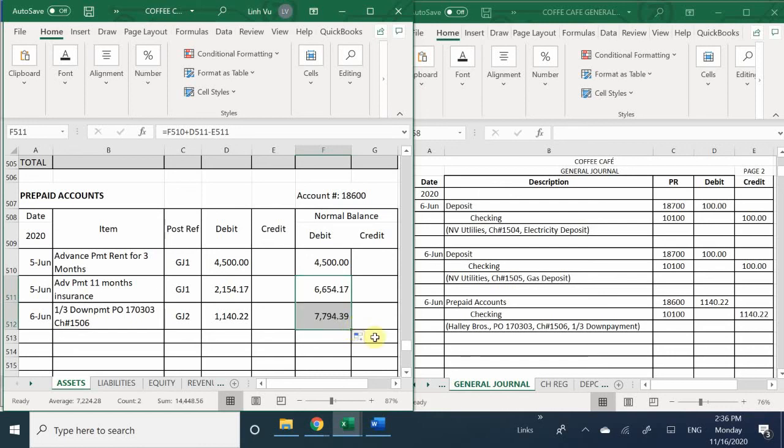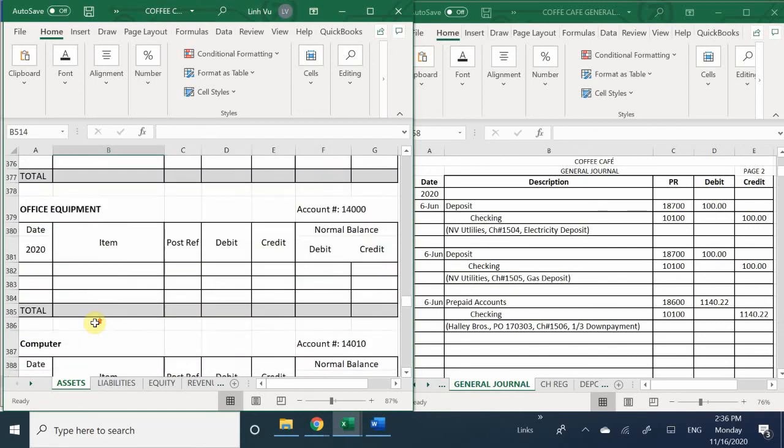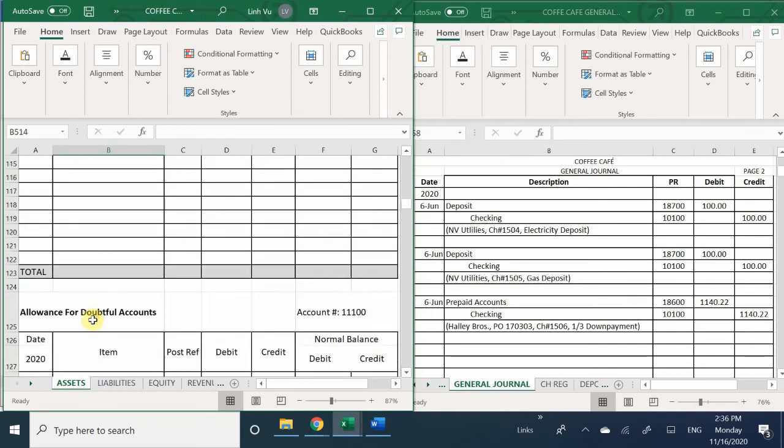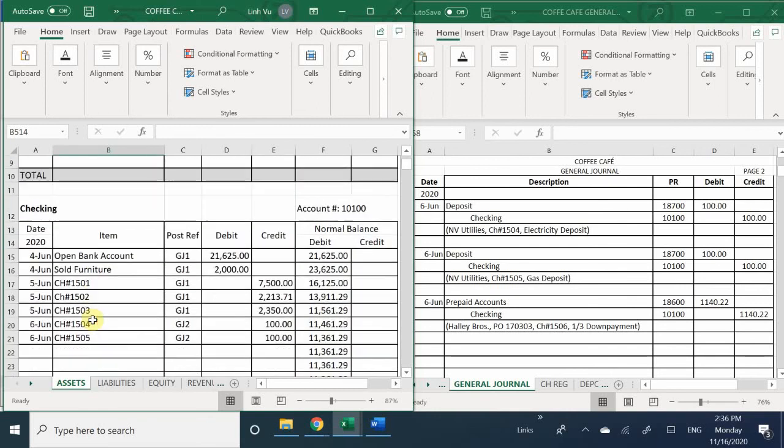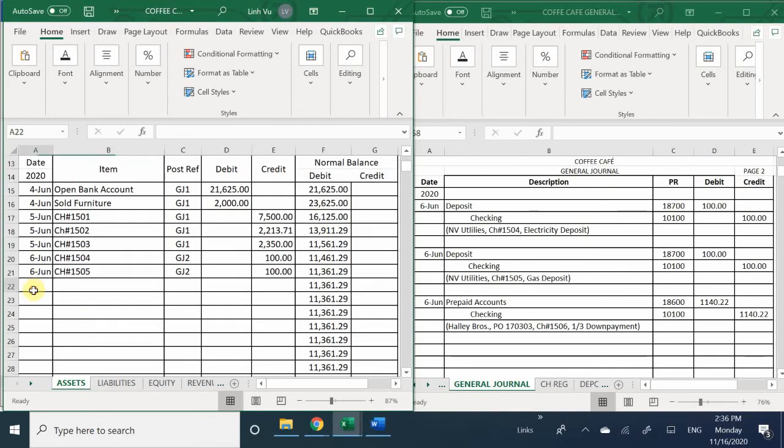$7,794.39. Perfect. Good, right? And because we wrote a check number, we have to go all the way up to checking and enter in that piece of information. So now we know how much money we still have in the bank.